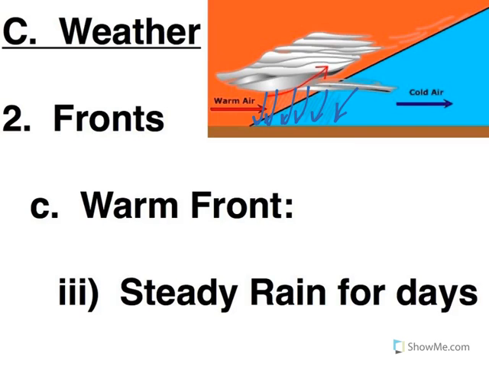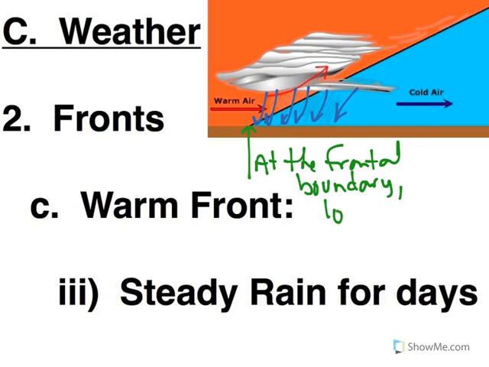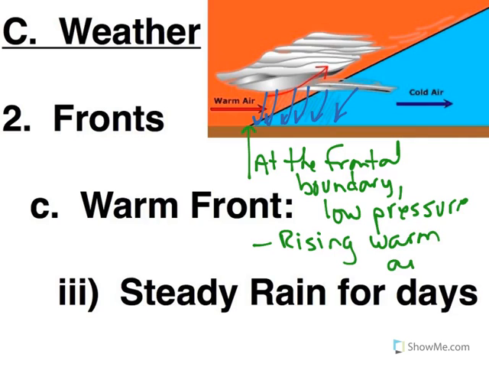Now, the one thing that is true for both cold front and warm front is at the frontal boundary, you're going to get low pressure. And that's for the same reason, because you've got rising warm air. So when you hit that point where the air is rising, you're going to get your lowest pressure. So once the pressure starts going back up, that's when you know the front has passed.